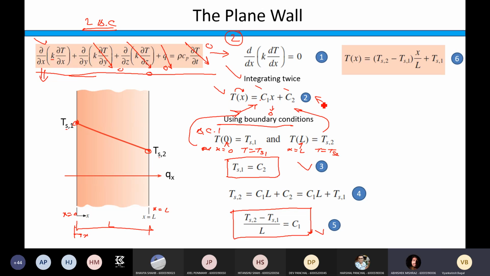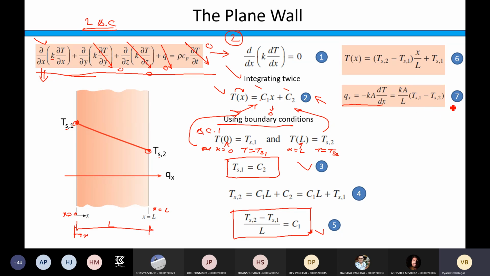Are you getting this equation? Yes, sir. Then you will write the expression for the rate of heat transfer Qx. So I am using the standard equation, Qx is minus K dT by dx, then minus KA by L. I am just putting that dT by dx term here and rewriting the equation.